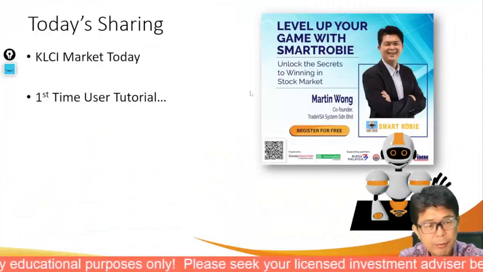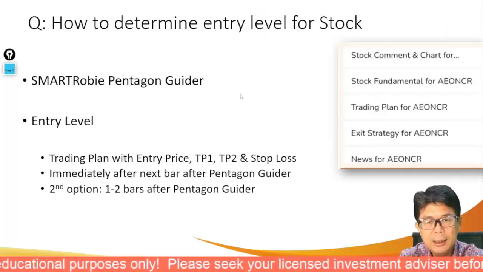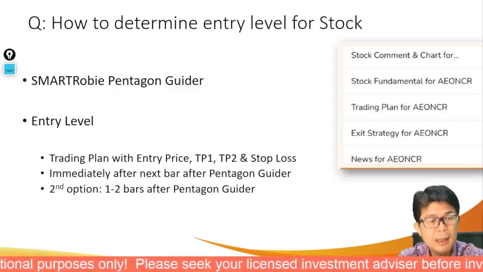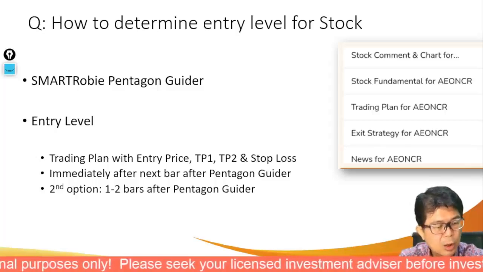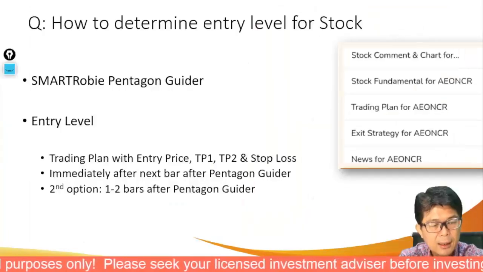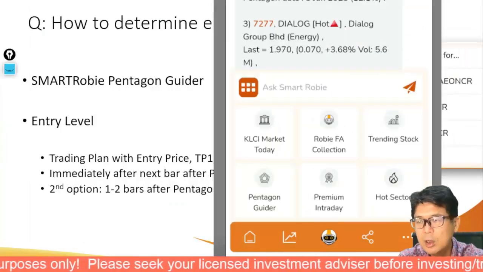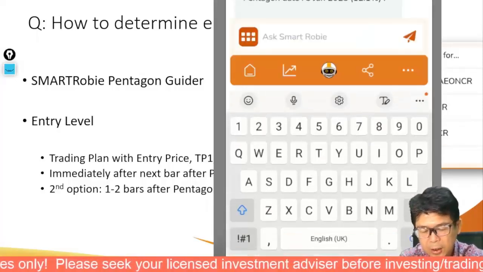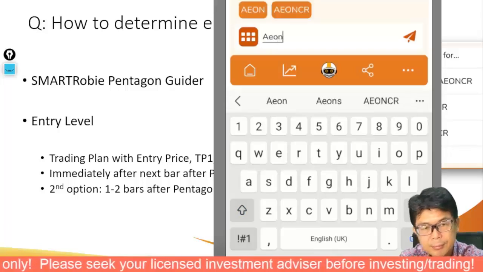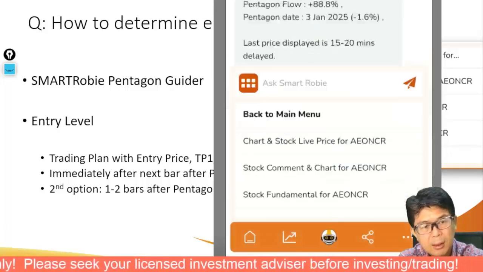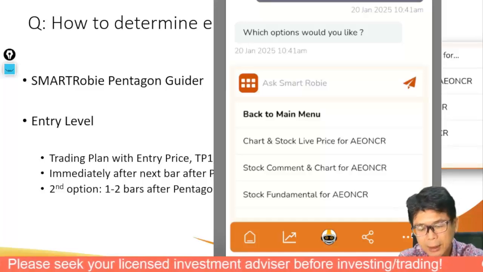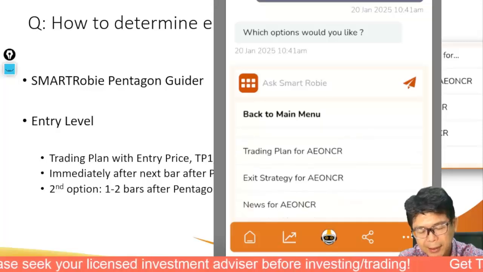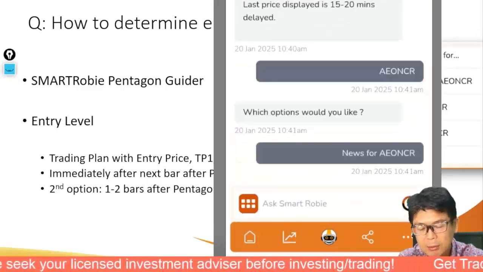Okay, so we've done our sharing today, the KLSE for first-time users in here. Now, how do you determine the entry level of the stocks? Just like I said before, each of the stocks we have 5 particular menus. Okay, let's take a look in this case at Aeon. Aeon Credit. Click on that one, Aeon Credit, and you can see we have stock chart, stock comment, stock fundamental, trading plan, we have exit, and we also have news. So you can click on news.